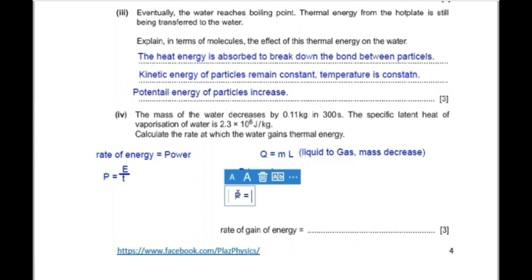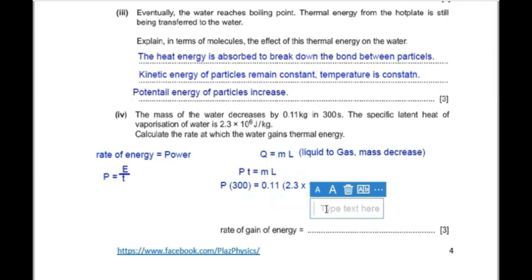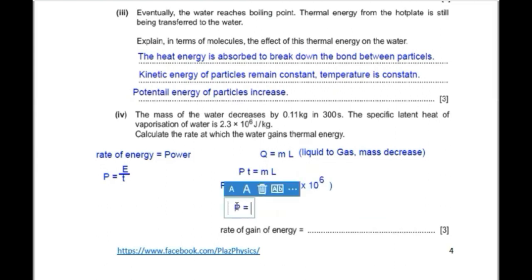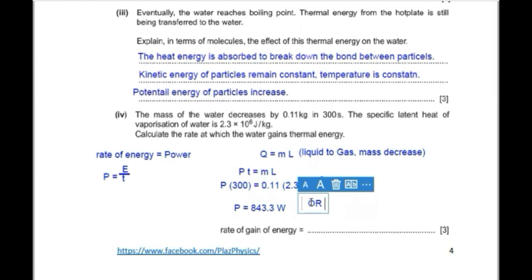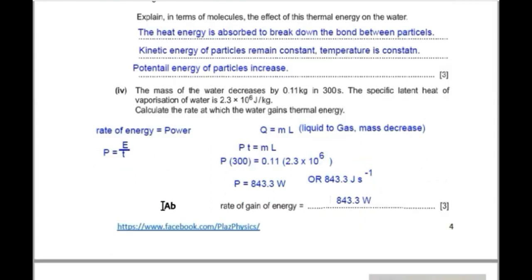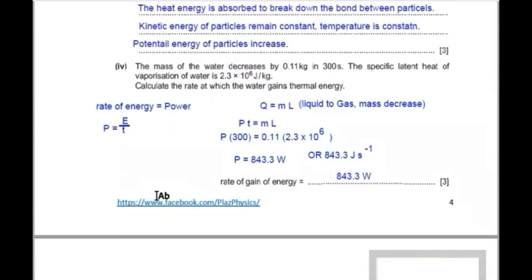So calculate the power times 300. Mass disappear 0.11. Latent heat 2.3 times 10 to the power of 6. Then you can get the power. E equals Pt. So power is 43.3 W or 43.3 joule per second, also acceptable. Rate means divide by the time.